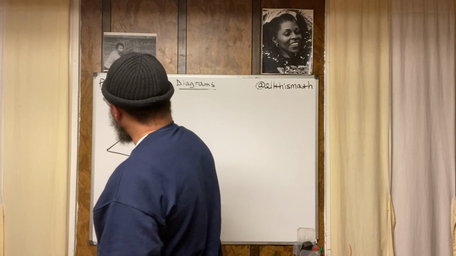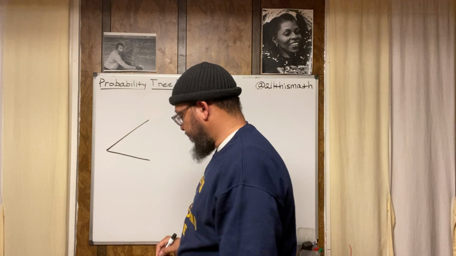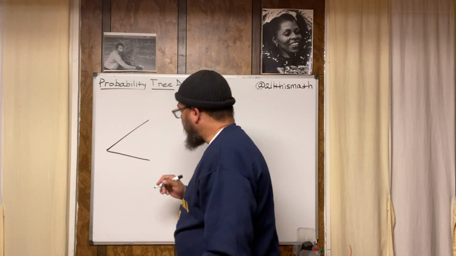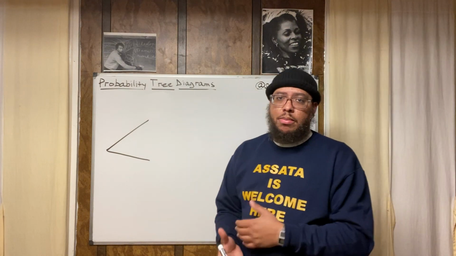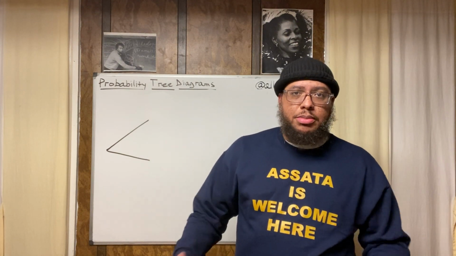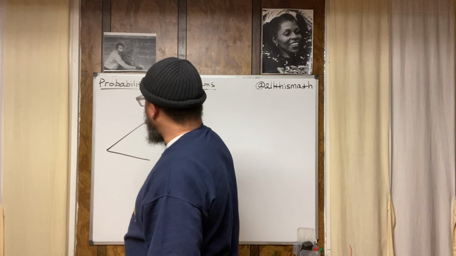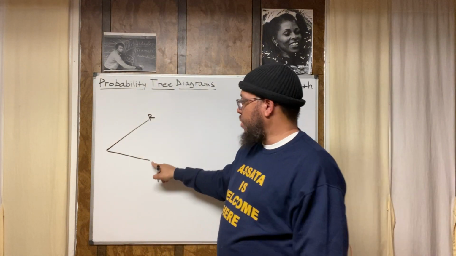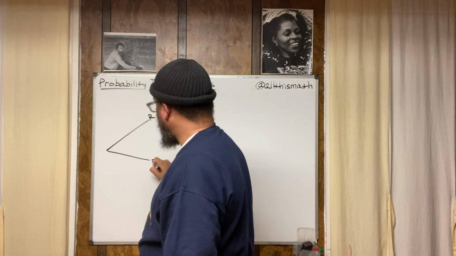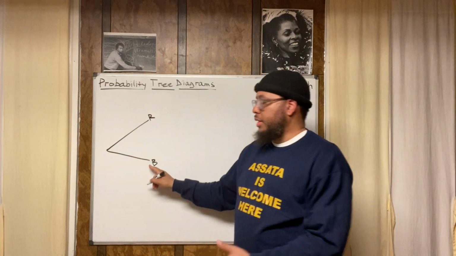Draw 1 branch, 2 branches like that. All right. So we got red marbles and blue marbles. So let's use the letter R to represent the red marble. Let's use the letter B to represent the blue marble. So I put the R right here because that symbolizes pulling out a red marble. I'm going to put a letter B right here because that symbolizes pulling out a blue marble.